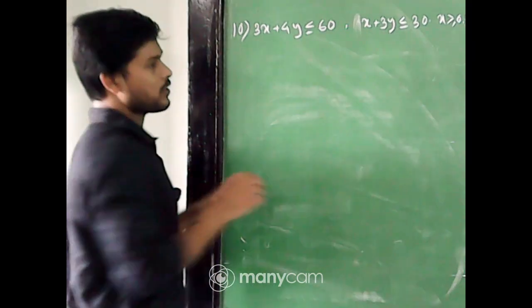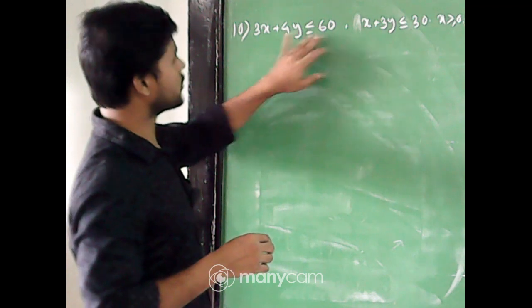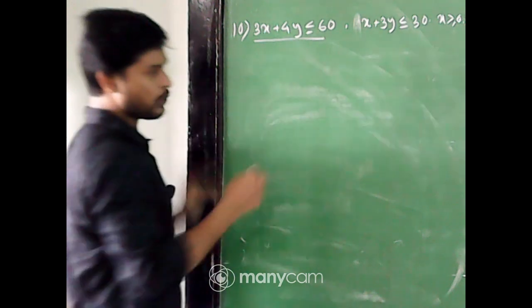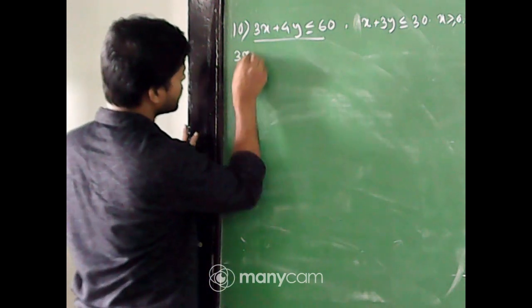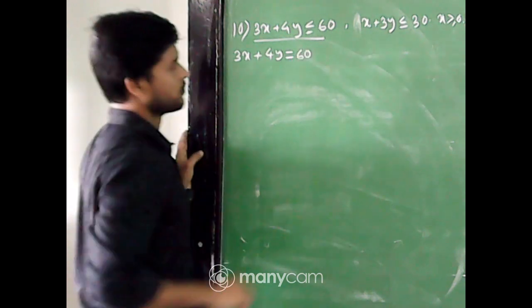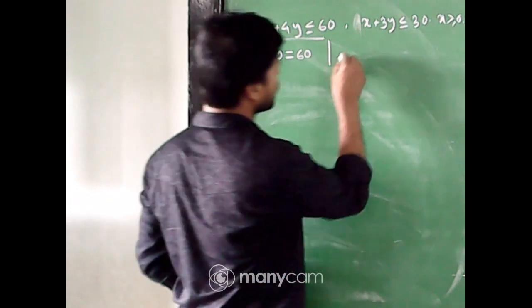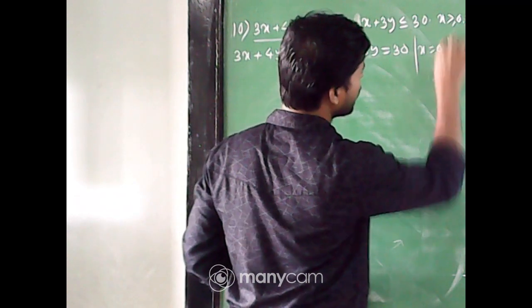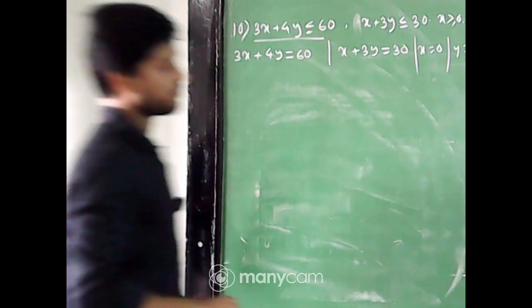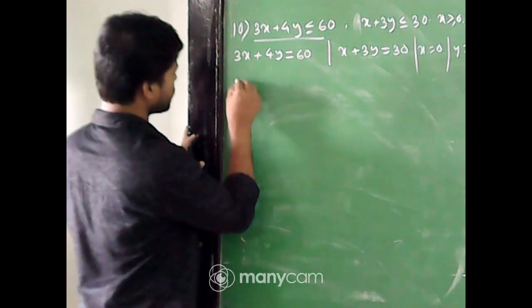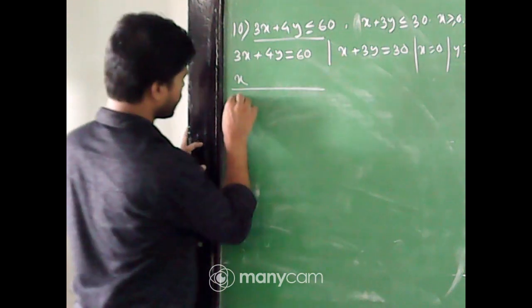Okay, so first we'll convert these inequations into equation form. So we have 3x plus 4y is equal to 60, and the second equation will be x plus 3y is equal to 30. The third and fourth equations will be x equal to 0 and y equal to 0. Now from here find a set of solutions for x corresponding to y.